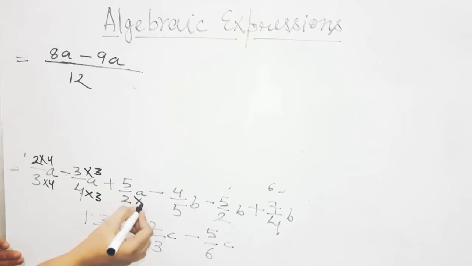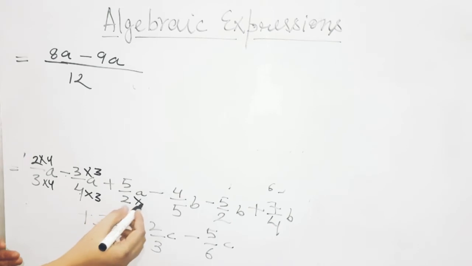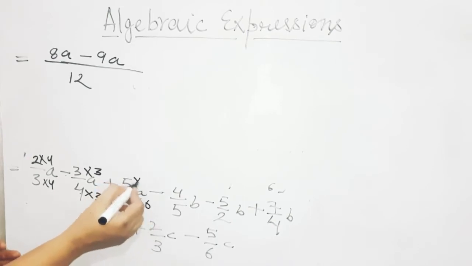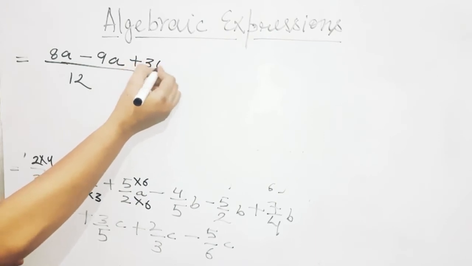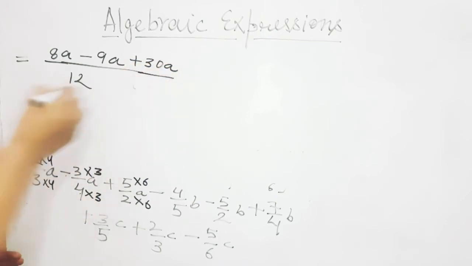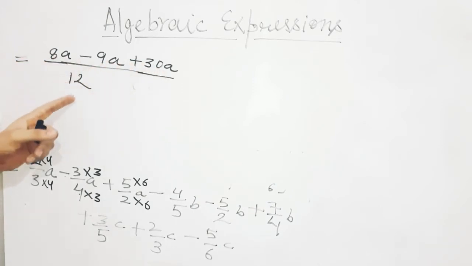Coming to this one, the third fraction, the third term of this A part. So to make it 12, 2 has to be multiplied by 6. So the same goes with the numerator, so 5 has to be multiplied by 6. So this is the A part: 8a minus 9a plus 30a upon 12.